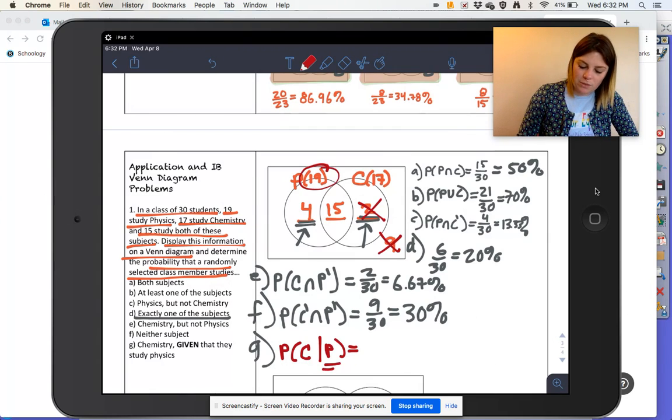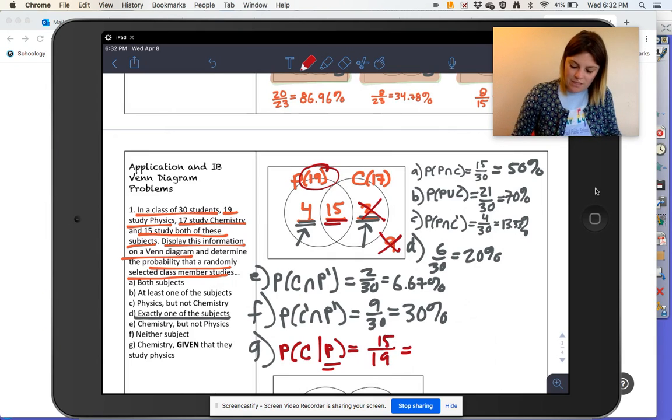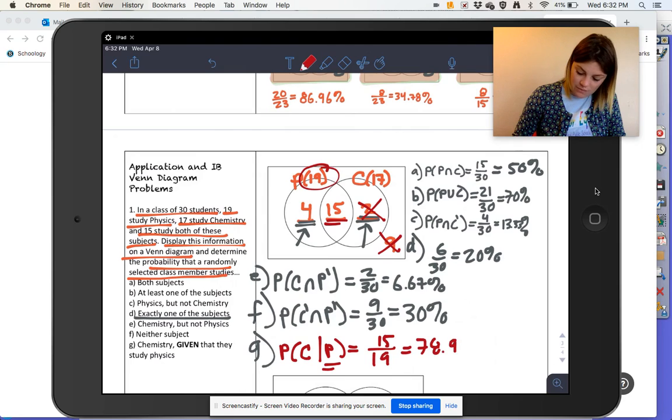And we can look up here. We know the total for physics is 19. And then within that physics, where's the chemistry? That's the people in the middle. So 15 out of 19. Let's do it. 15 divided by 19 is 78.95%.